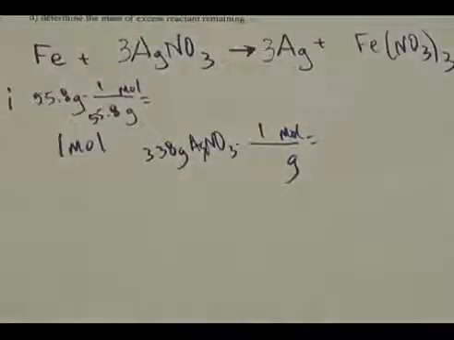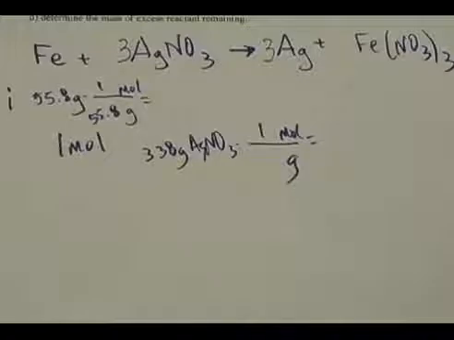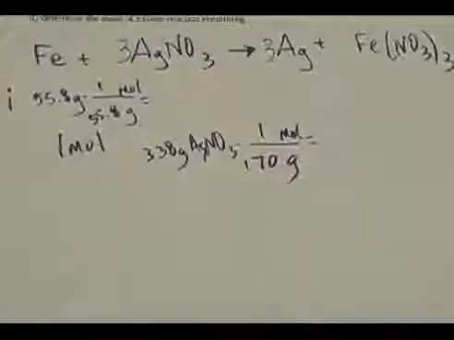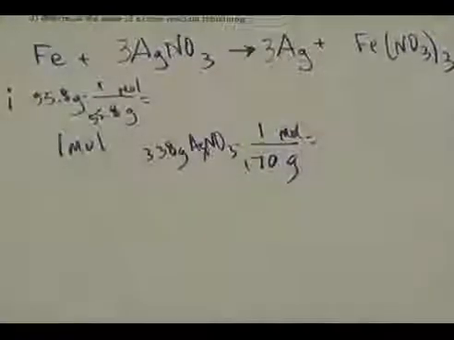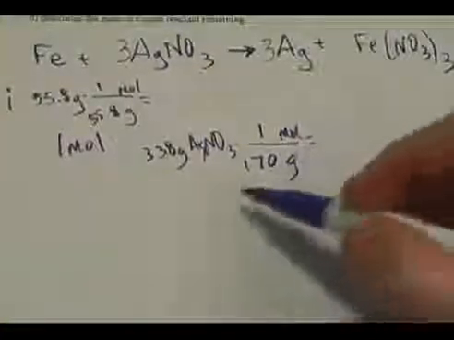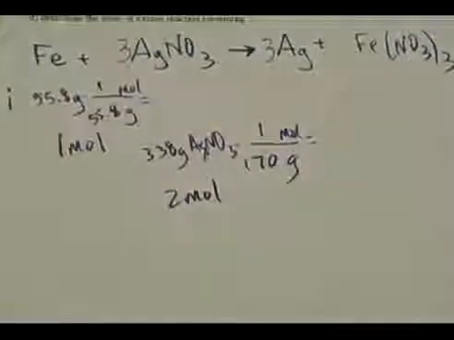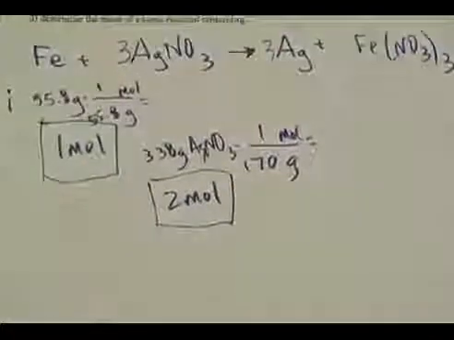And so I've got 1 silver, 1 nitrogen, and 1 oxygen. So 108 plus 14 plus 16, 3 of them. And that turns out to be 170 or so. And 338 divided by 170 is going to be pretty darn close to 2. So I'm just going to approximate and round just a little bit. And I'm going to say that I have 2 moles of silver nitrate to start with. So 1 mole here, 2 moles here, and now I can determine the limiter.